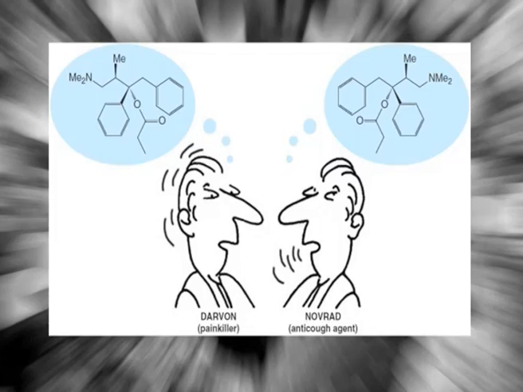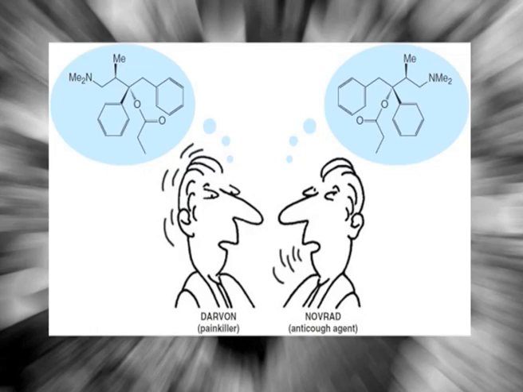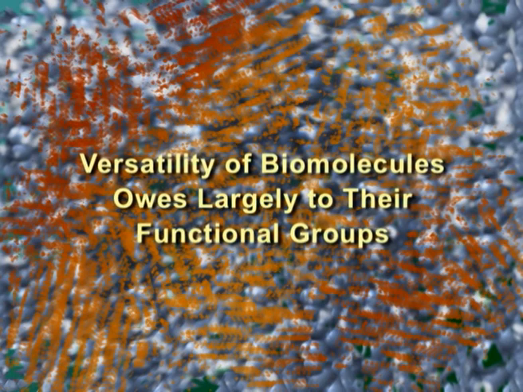The same applies to the action of drugs in humans. For example, these two drug molecules are enantiomeric with respect to each other. One is called Darvon and the other, mnemonically, is called Novrad. Darvon acts as a painkiller, while Novrad acts as an anti-cough agent.